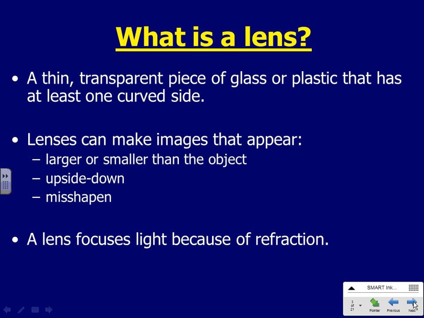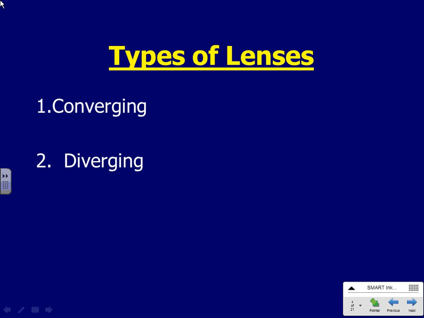What is a lens? It's a thin, transparent piece of glass or plastic that has at least one curved surface. You don't need to write this. Lenses can make images that appear larger or smaller than the object, upside down, misshapen. Misshapen is if we had a lens that wasn't perfectly curved. A lens focuses light because of refraction. All right, that's pretty obvious. Let's talk about types of lenses. I want you to write this down.